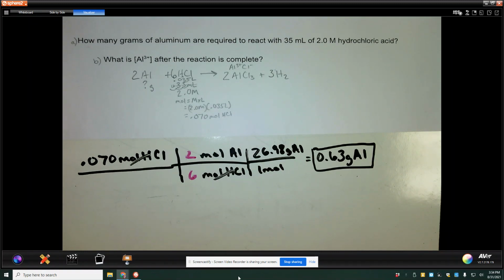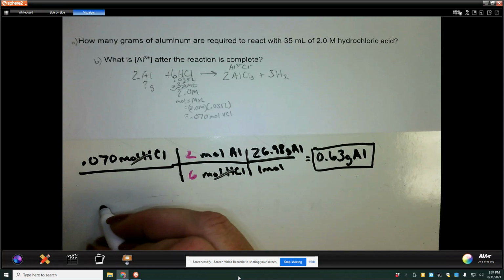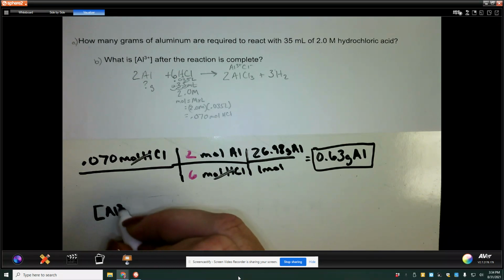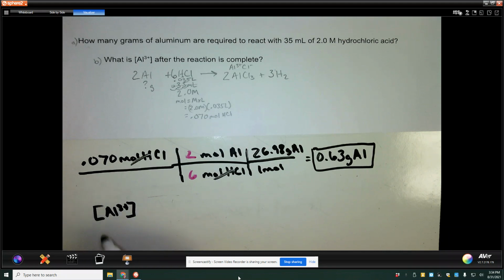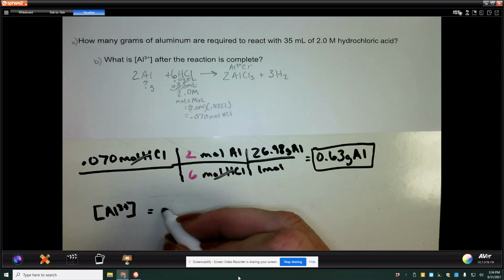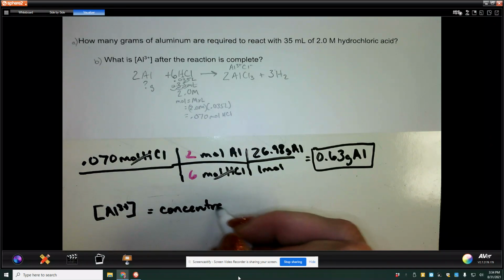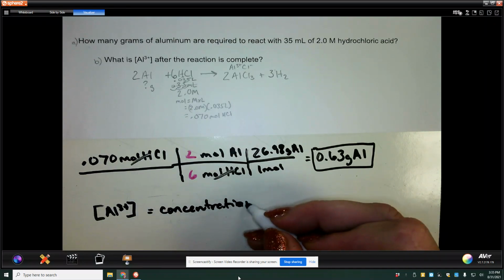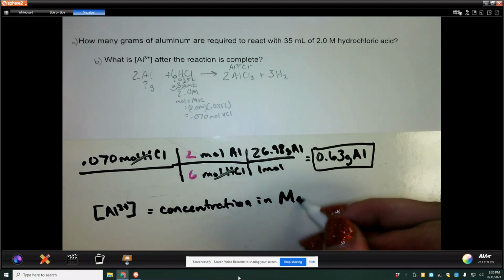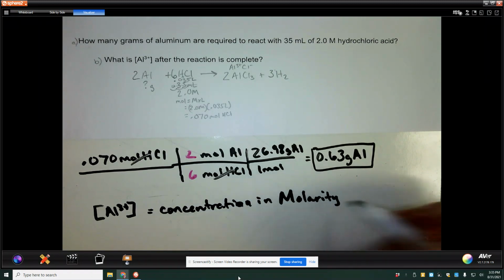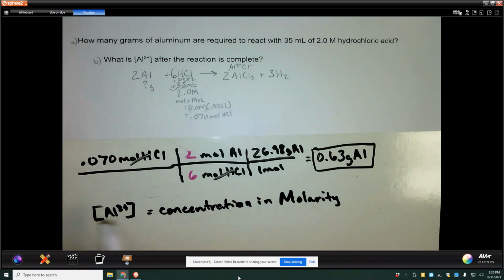Now for part B. When we have these square brackets, and that's a very important notation when we are dealing with chemistry topics, square brackets mean concentration in molarity. Okay, so it's going to be our moles per liter of whatever's written on the inside. And in this case, for this particular problem, we're looking for the concentration of our aluminum ions in solution.